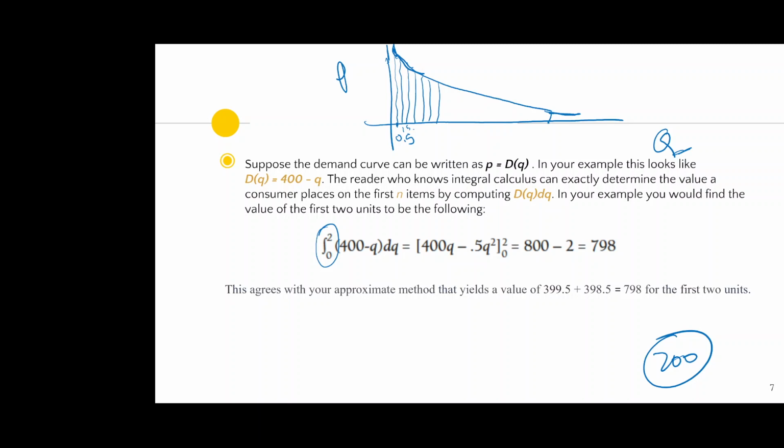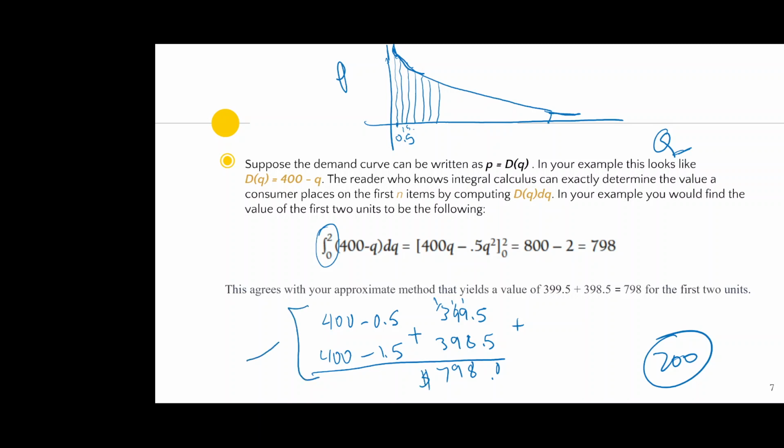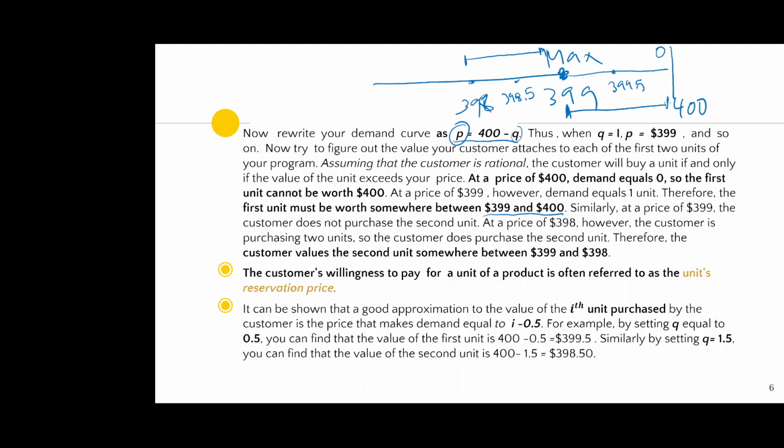What does that mean? For the first unit, we will have 400 minus 0.5, plus, because we are talking about a cumulative, right? 400 minus 1.5. So the sum of both of these will be 399.5 plus 398.5, and that would be equal to $798. So this is what we need to do to compute the willingness to pay price, or what we called over here, the reservation price.